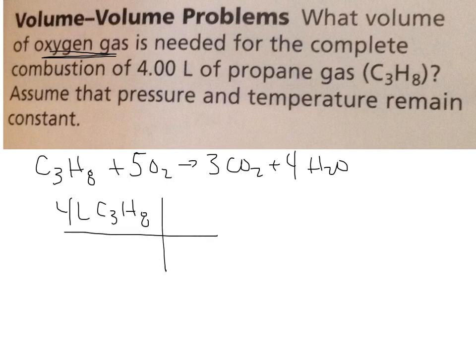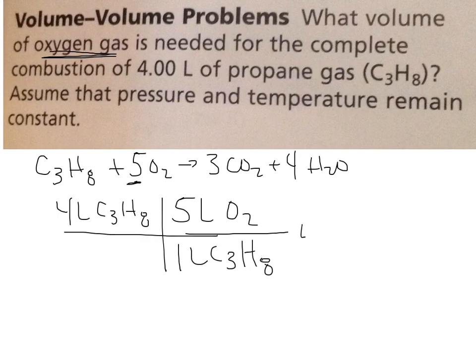So rather than go through and figure out the number of moles that we have, we can just use our coefficients to find a volume ratio. So according to our chemical equation, we have 1 liter of propane. Oops, propane is C3H8. And we're trying to figure out the volume of oxygen gas, so that will give us 5 liters of O2 because our coefficient for oxygen is 5, and that is going to give us an answer of 20 liters of O2.